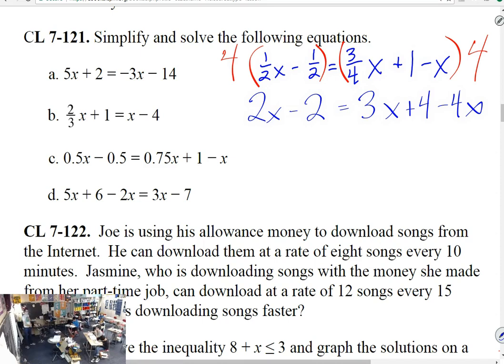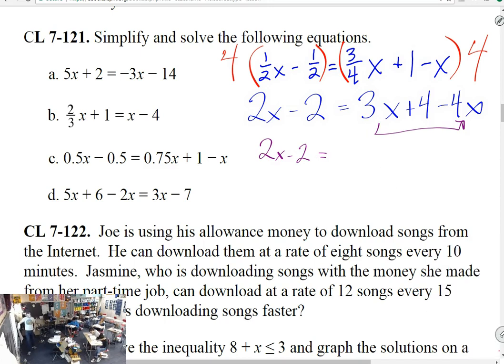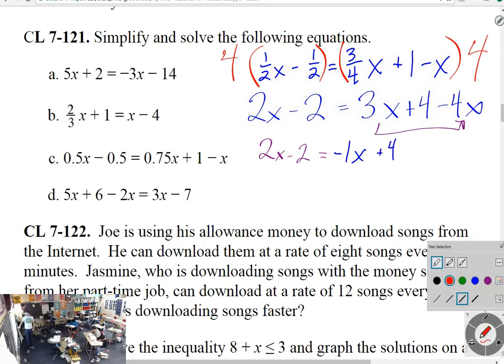So then, combine like terms on a single side if you can. Sorry, not 3x now, negative 1x. Now I got going, so now I can't stop. I have to finish it out.